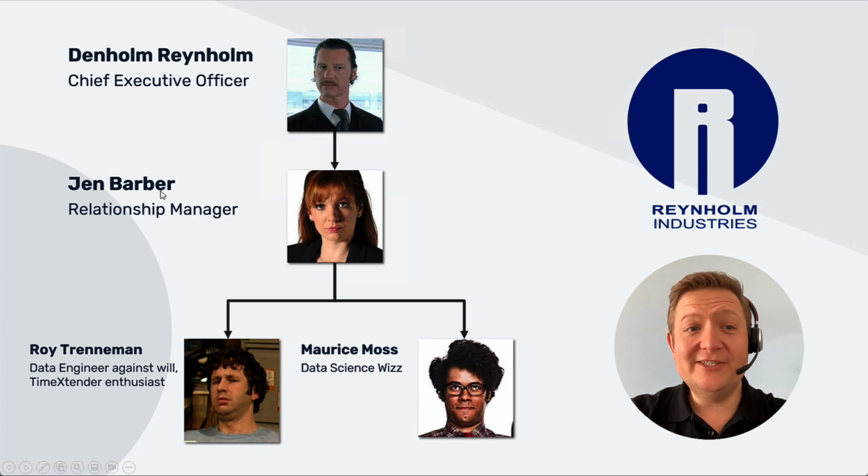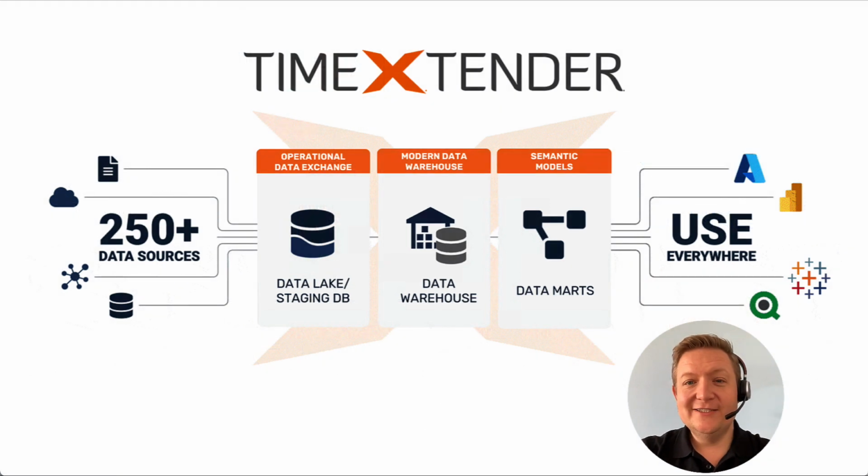So we have the CEO, Denholm, and we have Jen, who's in middle management. And then we have the two IT guys, Roy, he's a data engineer, but he understood that TimeXtender helps him tremendously delivering the business data to Den and Jen. And then we have his colleague, Moss. He's, like you can maybe infer from the picture already, a data science whiz. So let's see where in this picture we will find all the persons from Rainholm Industries.